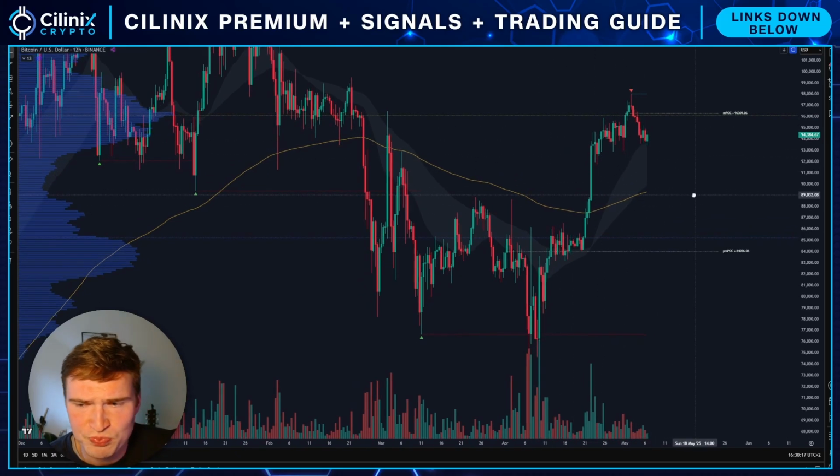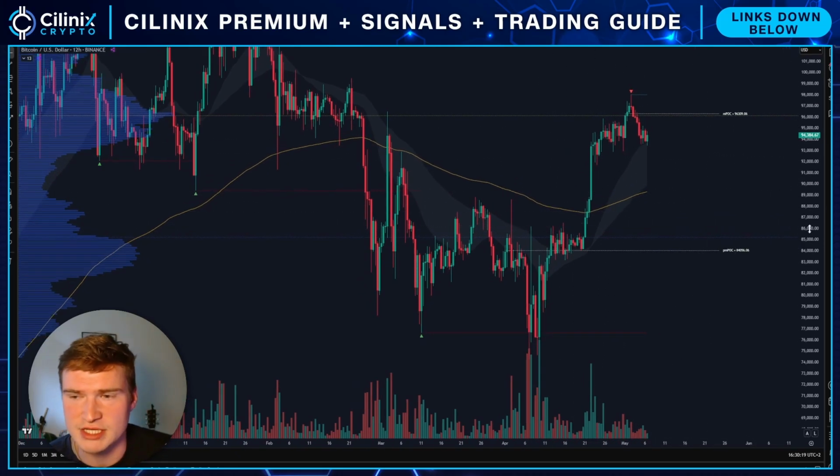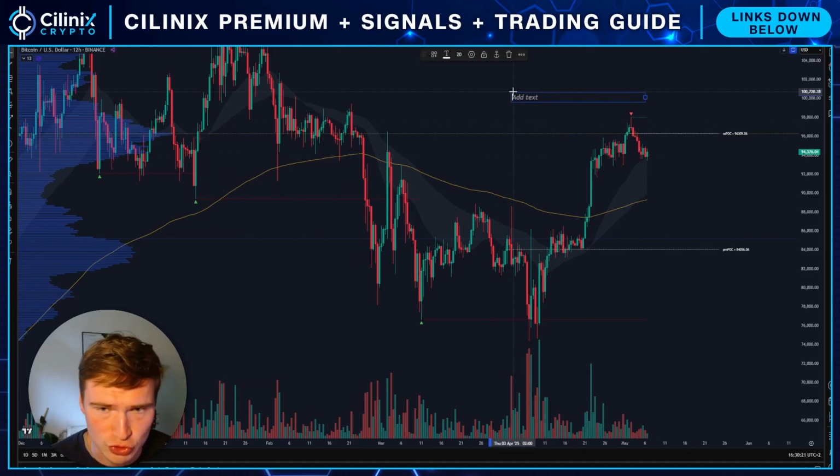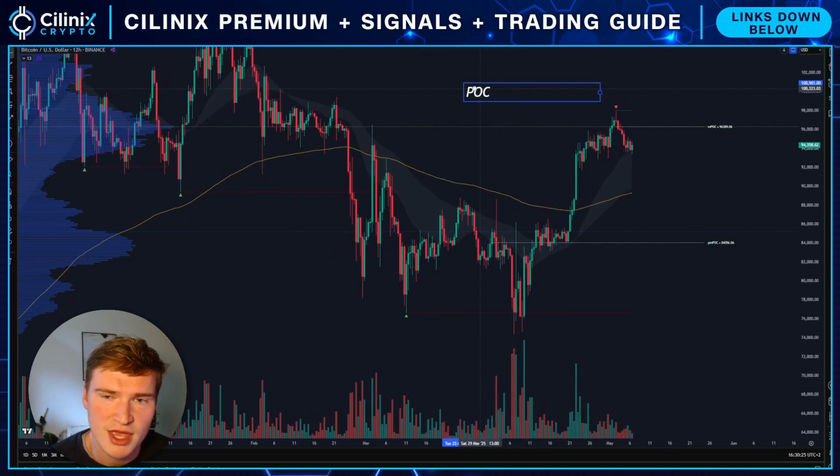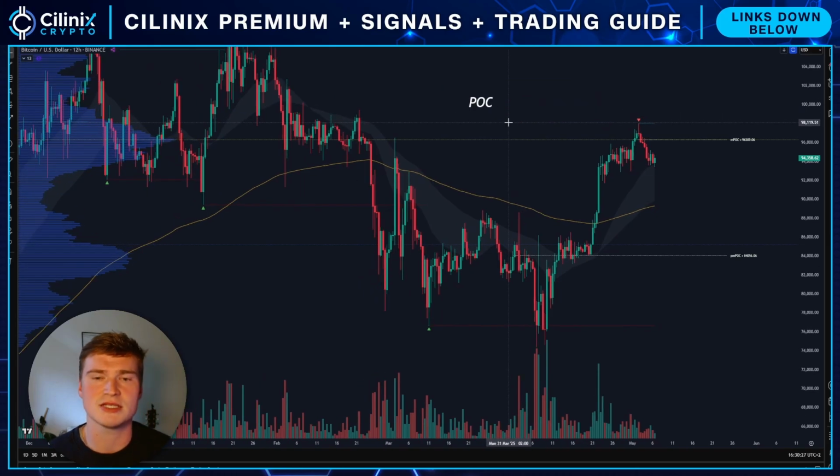First of all, like I said, what I wanted to start off with is by talking about what is a point of control, right? So a point of control, usually I refer to it as a POC. It's very simply said within a certain time range. So let's say in the last 3 months, the POC, the point of control, is the price at which the volume was highest. All right, so basically where most transactions took place. That is very simply said what the POC is.